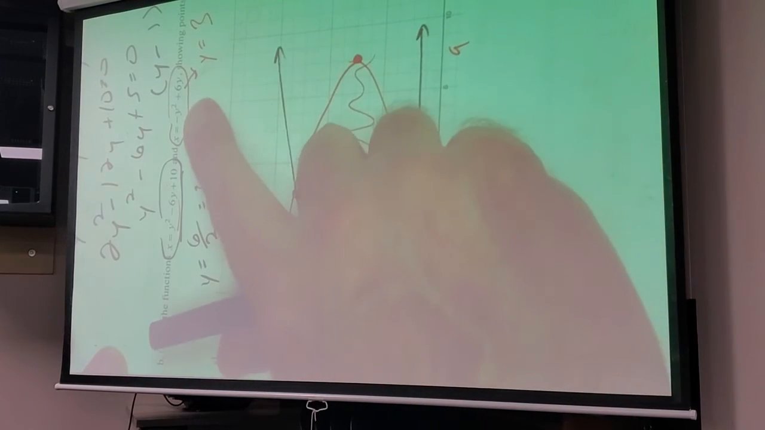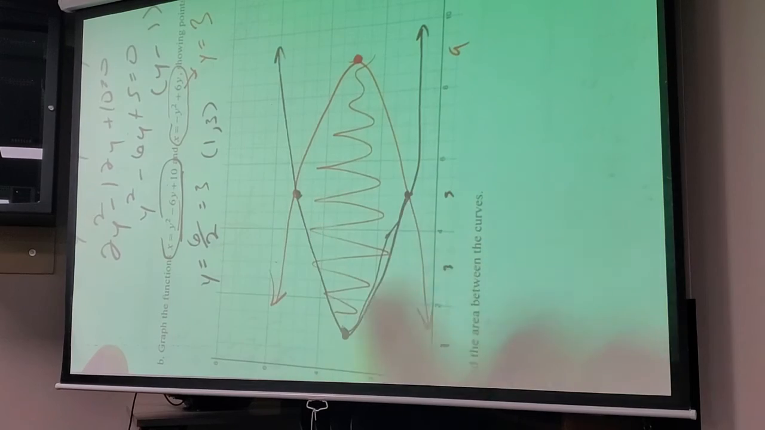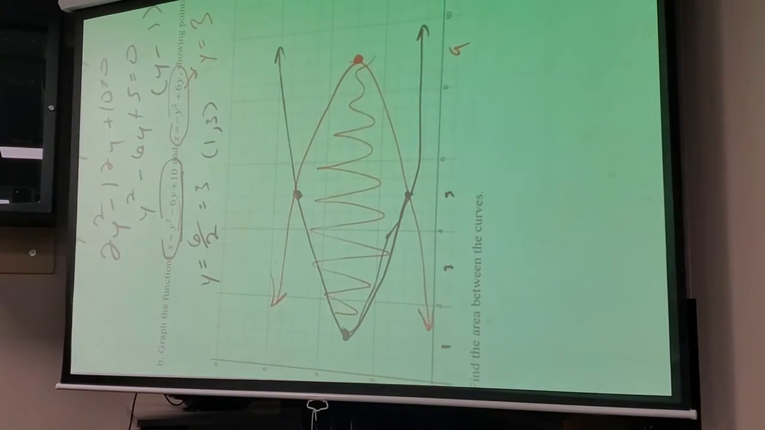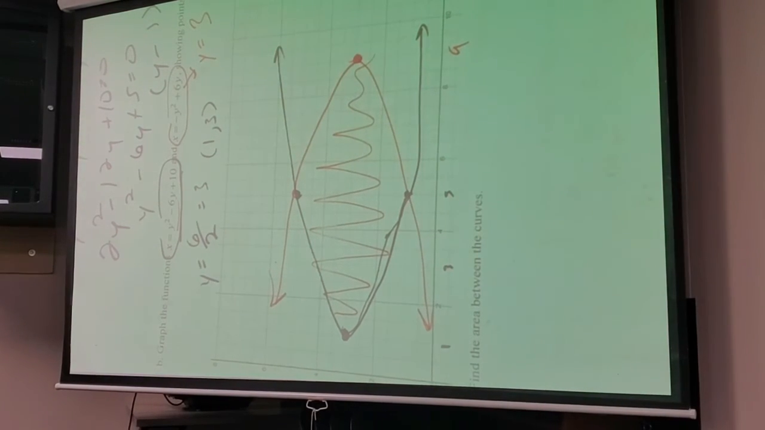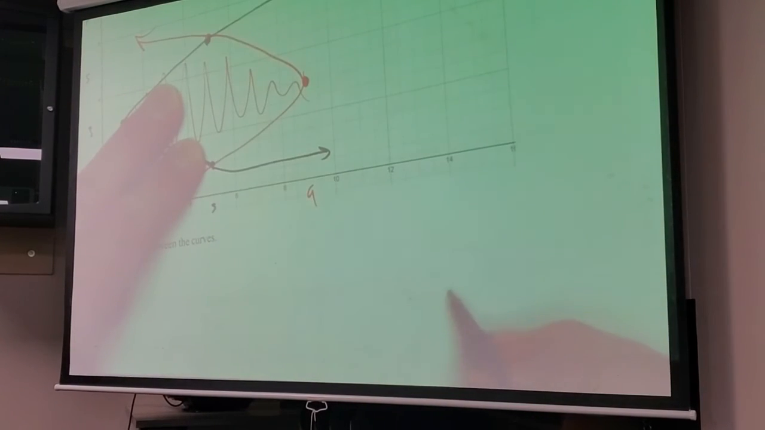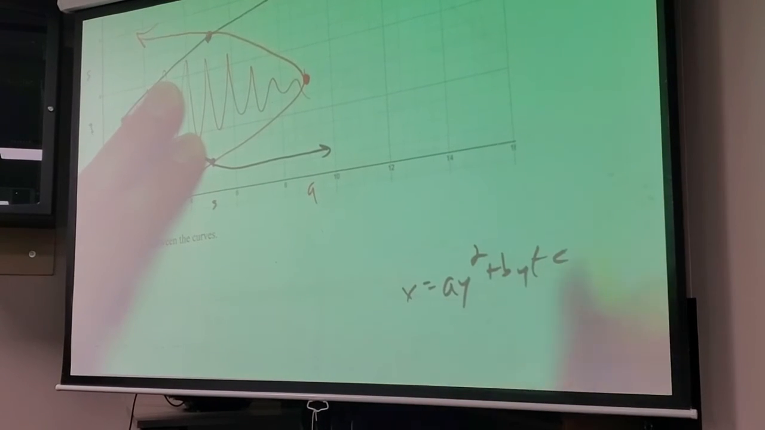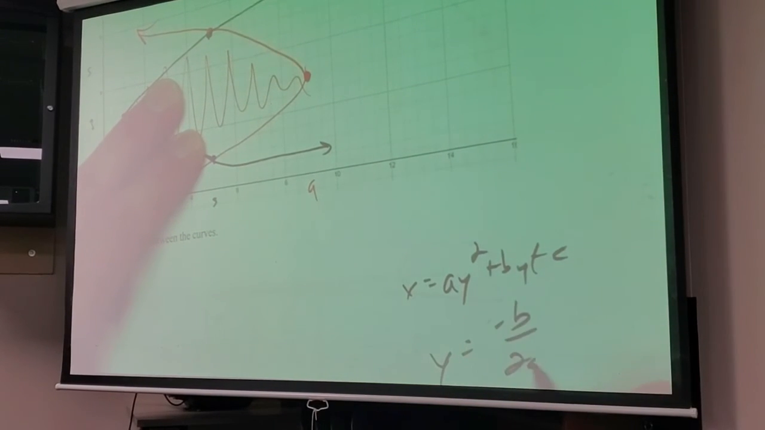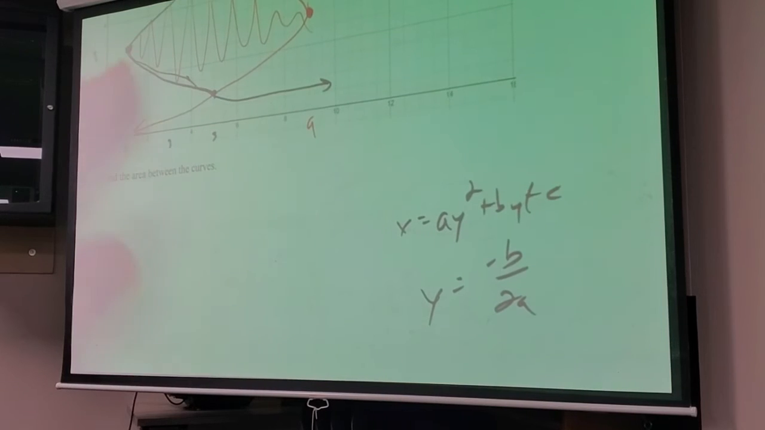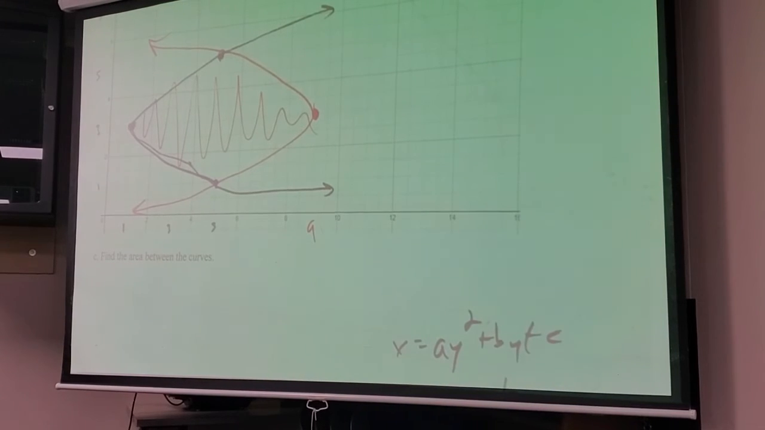Yeah, the red one. Negative y squared plus 6y, right? That's on top. That's on the bottom. So now we know. So if I have ay squared plus by plus c, y equals negative b over 2a. And of course, with the x squared, it's x equals. Earlier this semester, I showed you how you get that with calculus, which is a lot quicker than without calculus.